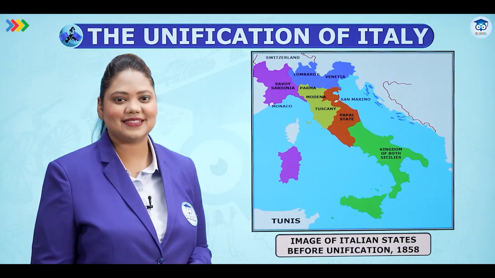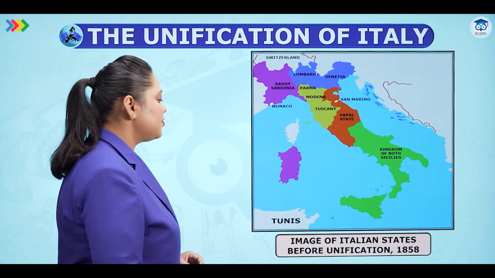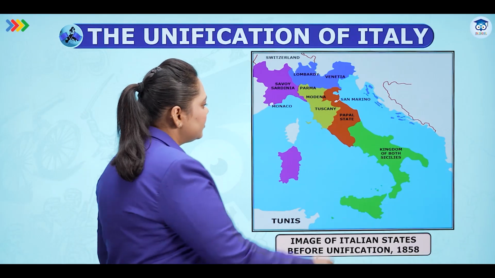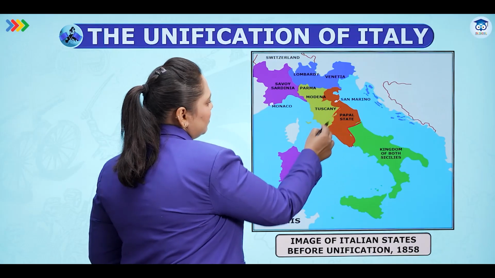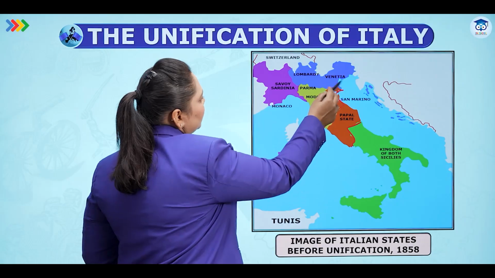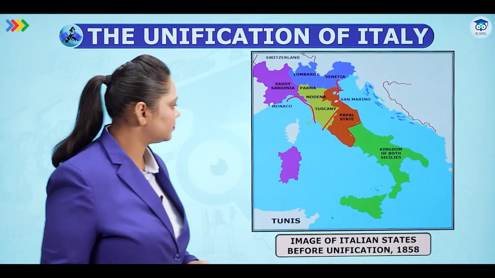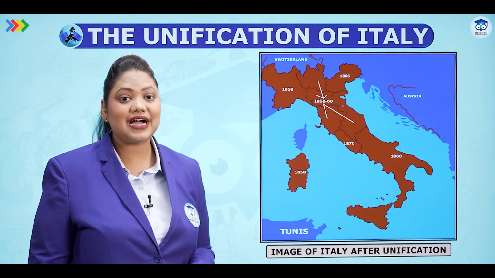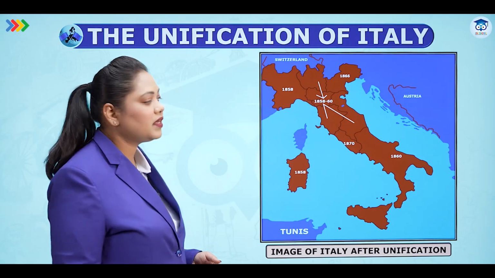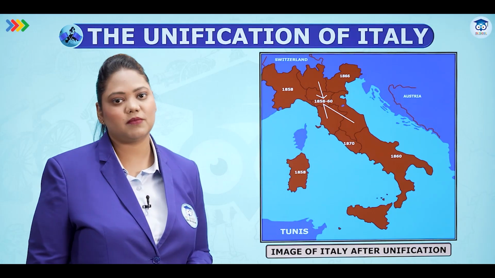Please look at the screen. This is an image of the Italian states before the unification in 1858. You can see that Italy is divided: the states of Sicily, the papal states when it comes to the Pope, and then you can see the northern part of Italy. Yes, this is the image of Italy after the unification. You can see that most of the parts of Italy have been unified under King Emmanuel.